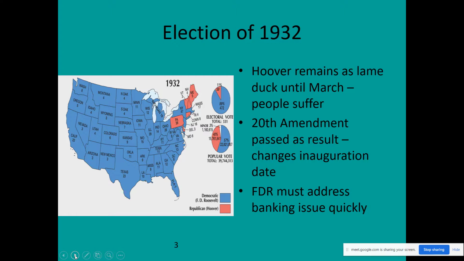So from November until March, because the new president hasn't taken over, people are still going to be suffering. The 20th Amendment passed as a result, changing the inaugural date. So instead of the date being in March, it has now been moved up to January from here on out. FDR must address banking issues very quickly.